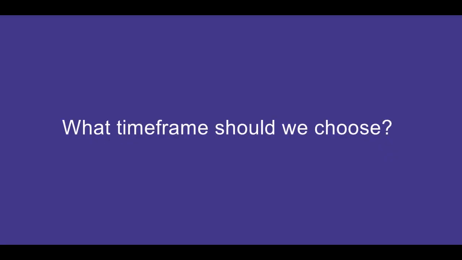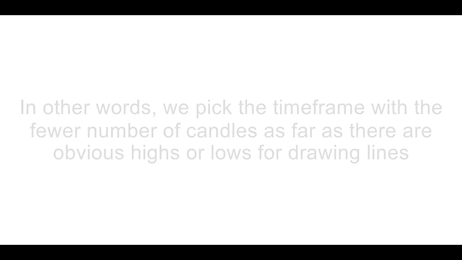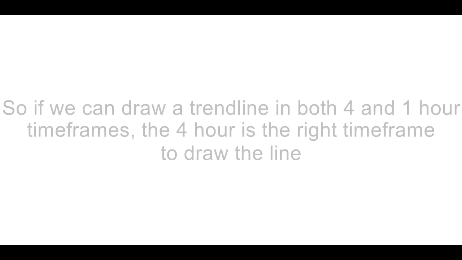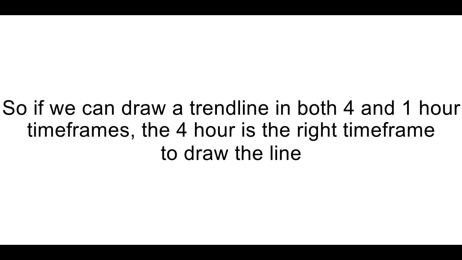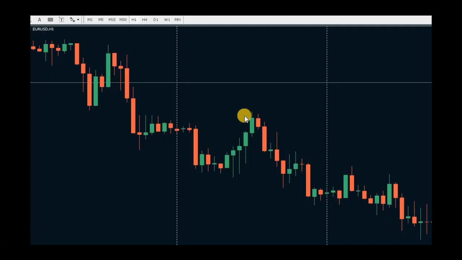So what time frame do we need to pick for our trend lines? As a rule of thumb, the highest time frame in which the trend line can be drawn is the correct one. In other words, we pick the time frame with the fewer number of candles, as long as there are obvious highs or lows for drawing lines. So if we can draw a trend line in both 4-hour and 1-hour time frames, the 4-hour one is the right time frame to draw the line. Let's see some examples of what I mean by fewer candles.